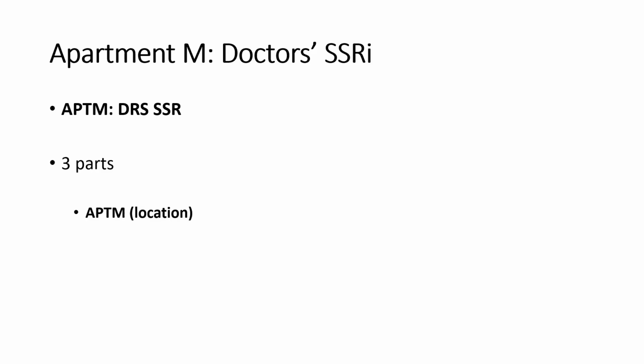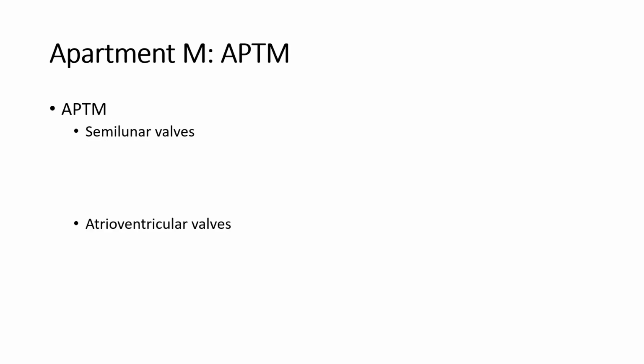The APTM provides the location of the murmur, DRS and SSR provide the timing. APTM, Apartment M, are areas in the heart on the anterior chest wall where you auscultate. We have the aortic and the pulmonic areas. These are in the second intercostal space. Aortic is on the right side and pulmonic area is on the left side.